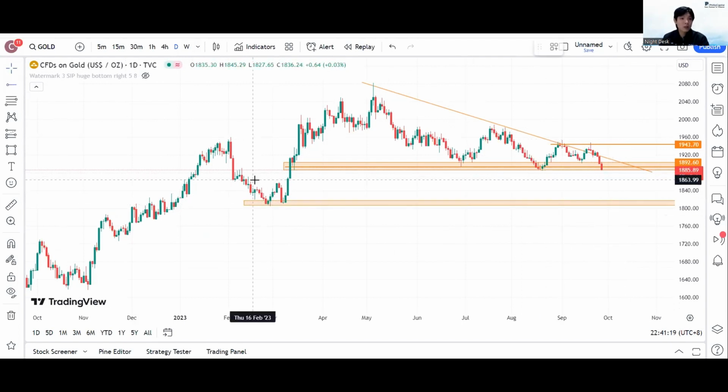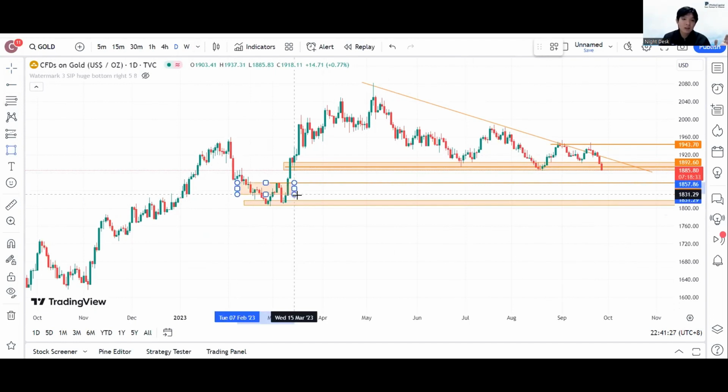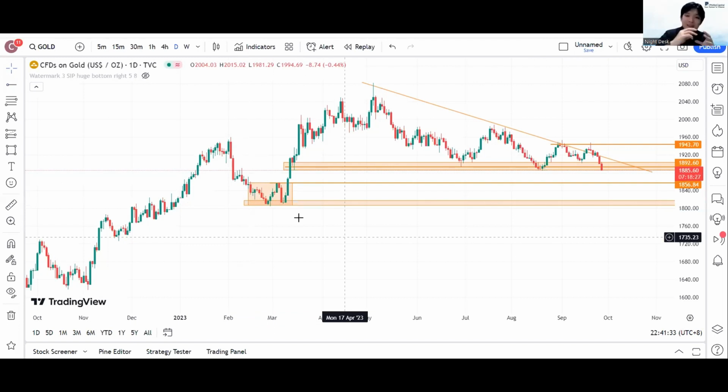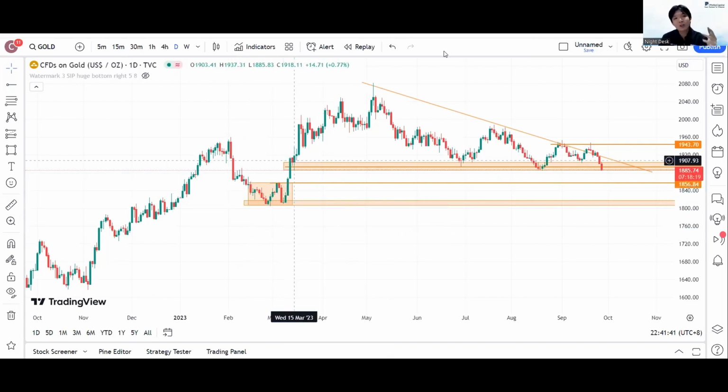1805, okay. We might see some rejection over here. 1860, we might, because same thing, same story. We have a range here. This is an area that price gets trapped. Price is stuck at this area. They don't know whether to go up or go down. Only on this day, 10 March, price starts to trade higher and continue to trade higher.